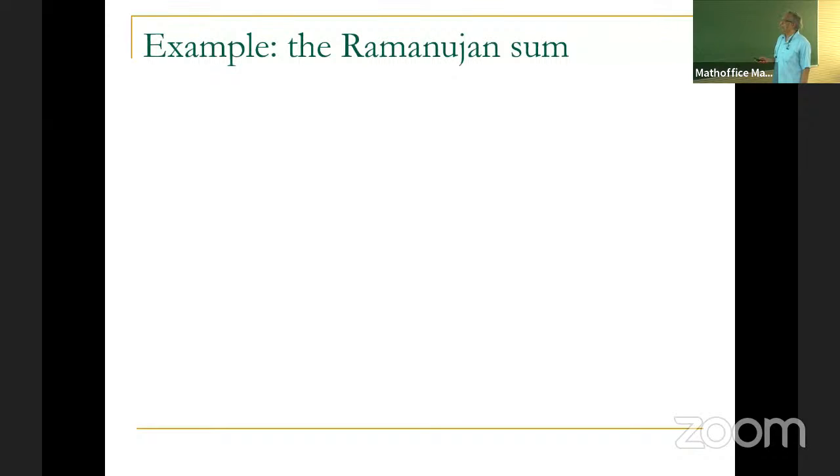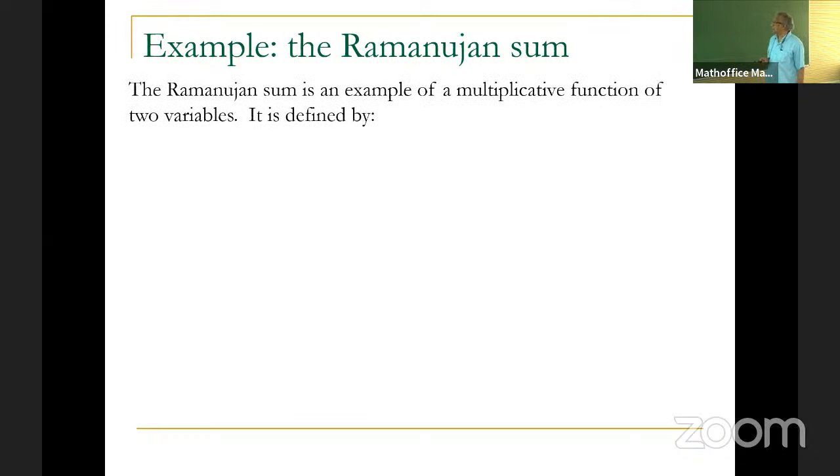And now an example of a two-variable multiplicative function is the Ramanujan sum. The Ramanujan sum is defined as c_q(n), the summation of e to the 2 pi i a n over q, where a and q are relatively prime. So this is a function of q and n. And if I fix n, it is a multiplicative function of q. But if I fix q, it is not a multiplicative function of n.